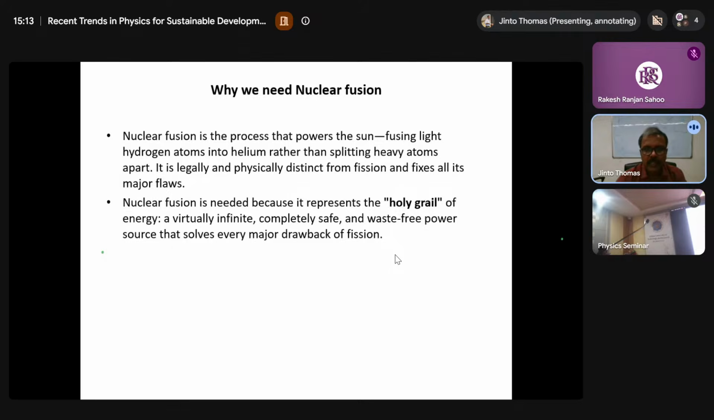Nuclear fusion is needed because it represents the holy grail of energy. Look at the sun and the stars, providing all the energy that humanity and the entire universe require. The process is nuclear fusion. Nuclear fusion has a significant advantage over nuclear fission: the waste is very limited, or if at all there are some radioactive byproducts, they are very short-lived, not like the nuclear fission process with lifetimes of a few hundreds of thousands of years.